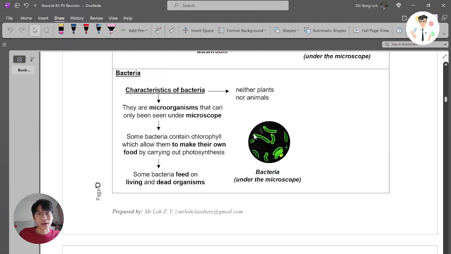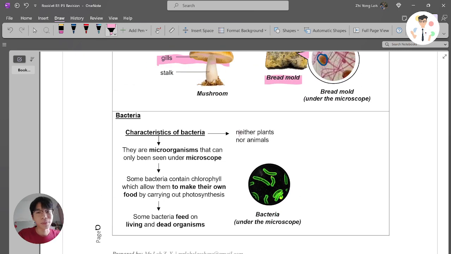And next we have bacteria. Again, bacteria are neither plants nor animals. They are microorganisms that can only be seen under a microscope. We need a microscope to see bacteria. Although not all, there are some bacteria that contain chlorophyll. Okay, what is the usage of chlorophyll? Again, chlorophyll is found in chloroplasts to trap light to help plants make their own food. But some bacteria do contain chlorophyll, which helps them make their own food by carrying out photosynthesis.